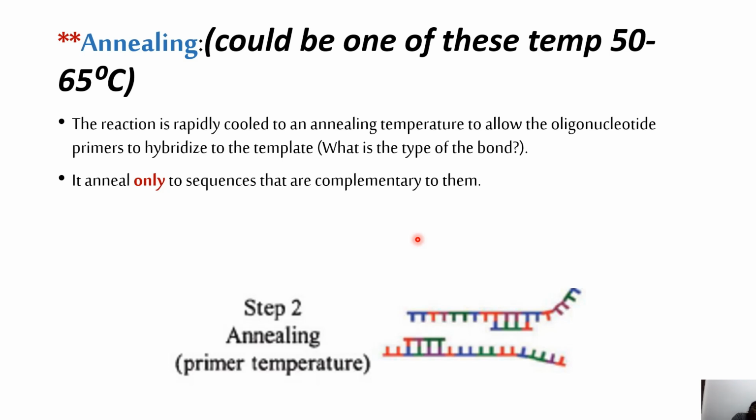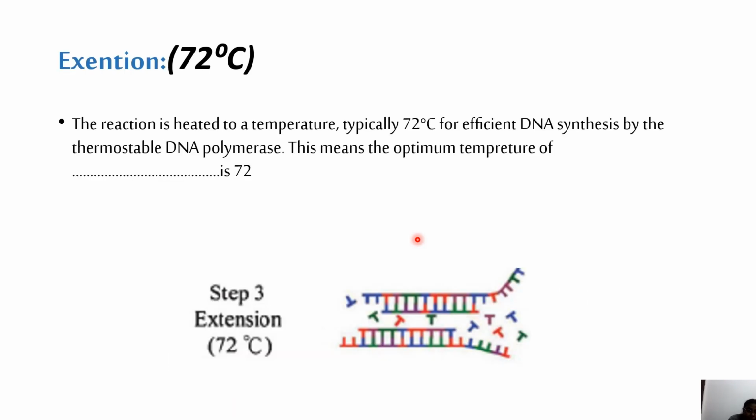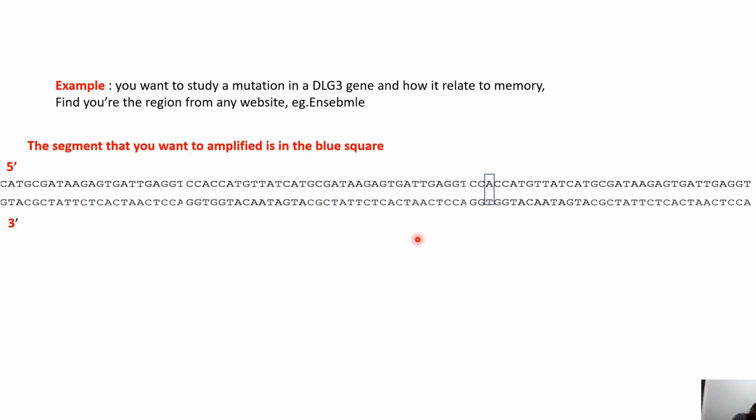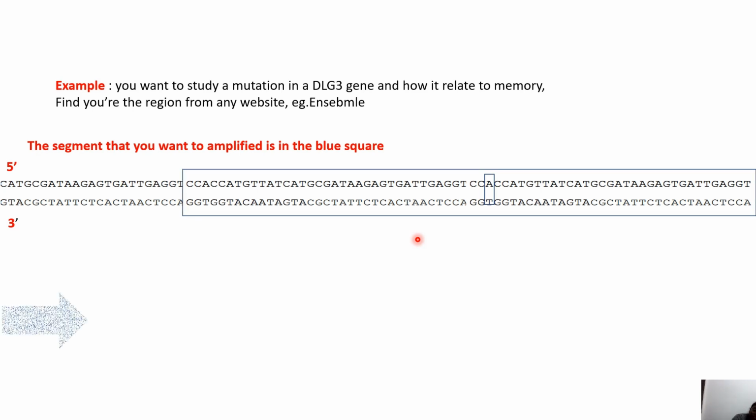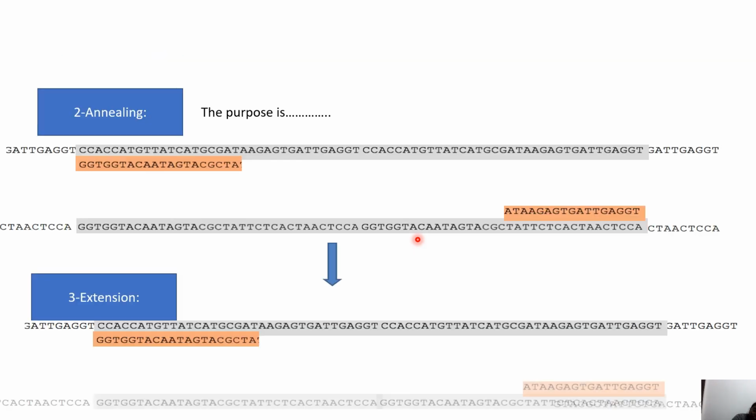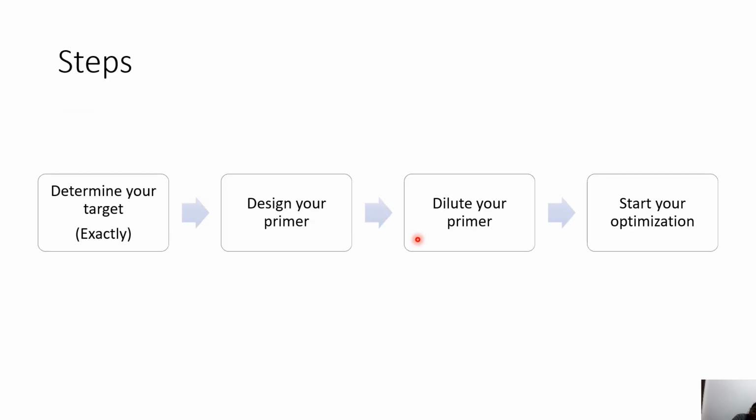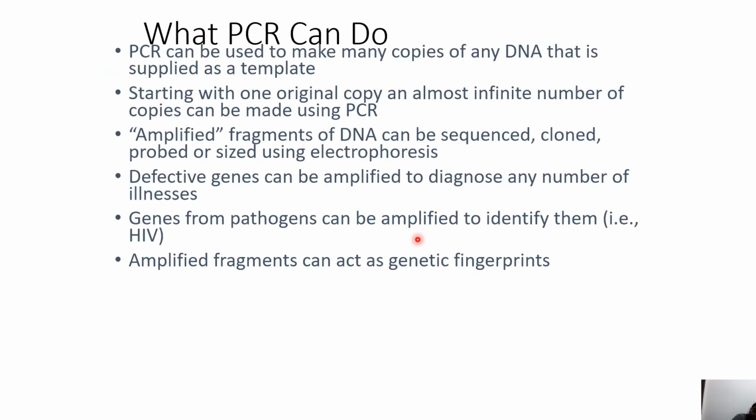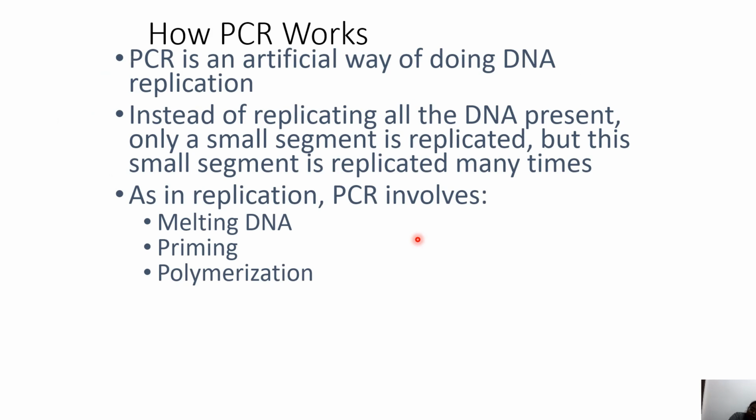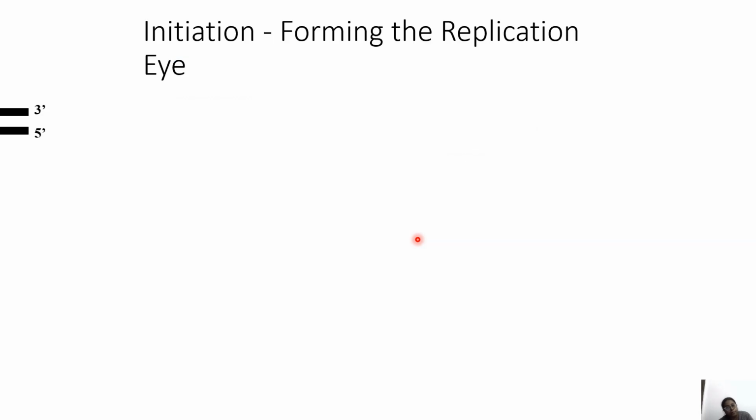It anneals only to sequences that are complementary to them. Then extension is at 70 degrees Celsius. The reaction is heated to typically 70 degrees Celsius for efficient DNA synthesis by the thermostable DNA polymerase. Basically, PCR is an artificial way of doing DNA replication. We know it involves melting DNA, priming, and polymerization.